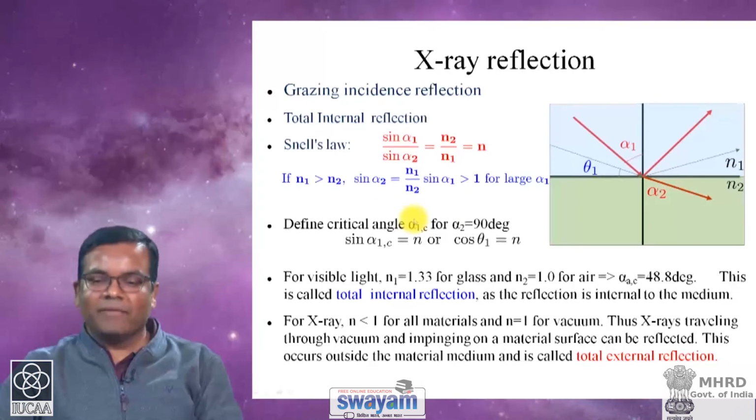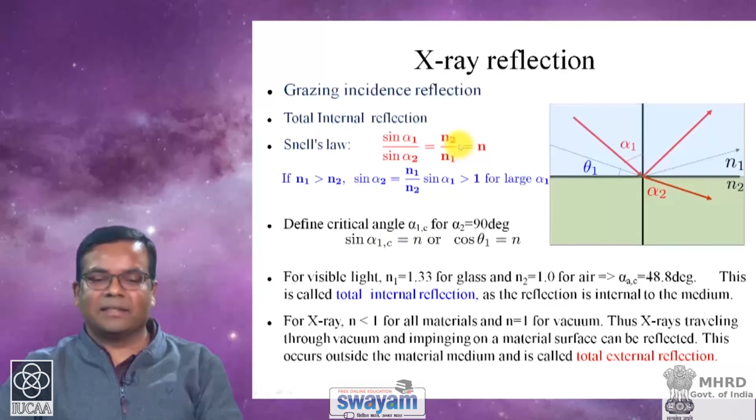Or we can write down the relative refractive index as n. If the refractive index of the first medium is greater than the refractive index of the second medium, then one can write this Snell's law as sin alpha 2 equal to n1 divided by n2 multiplied by sin alpha 1. And this number will be more than 1 for large alpha 1 if n1 is greater than n2. So essentially if you have large alpha 1, then there would not be any refraction. So one can define a critical angle alpha 1c for which alpha 2 is 90 degrees.